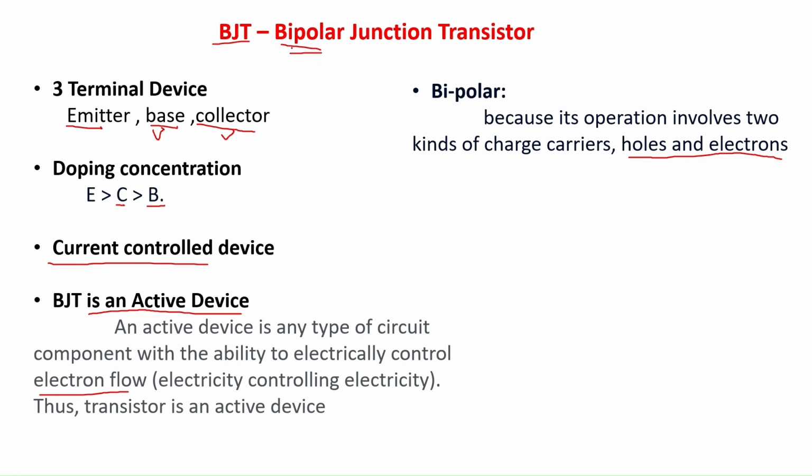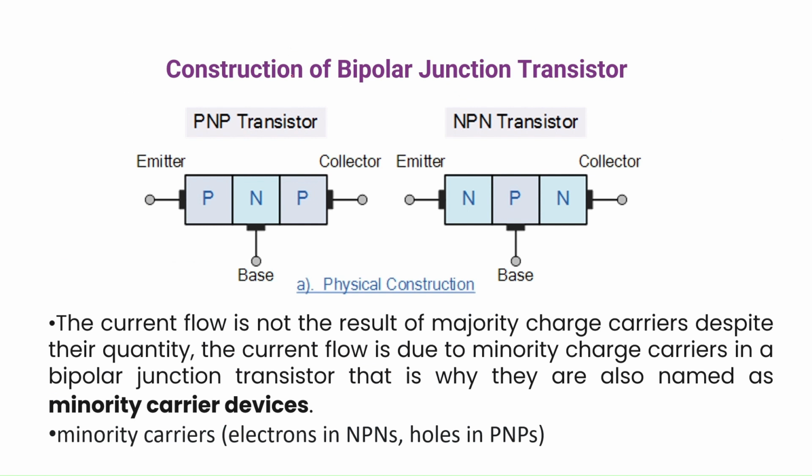The construction of BJT is discussed in this slide. There are two types of transistors called PNP transistor and NPN transistor. P denotes the p-type semiconductor and N denotes the n-type semiconductor. For PNP transistor, n-type semiconductor is sandwiched between two p-type semiconductors.